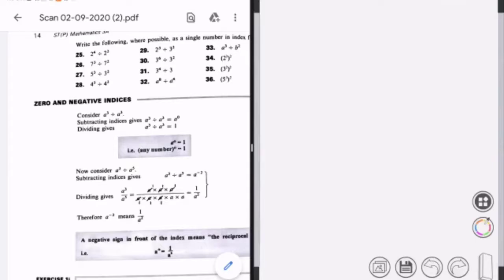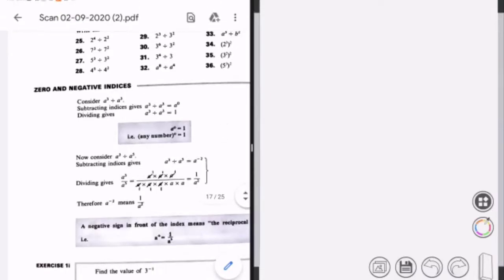Mathematics grade 7, week 3, lesson number 2. This lesson we will study the second day of week 3. So this is a short review for 2 or 3 minutes. It will be helpful for you after taking the class, inshallah. Zero and negative indices is the topic for today, and the exercise is 1I.